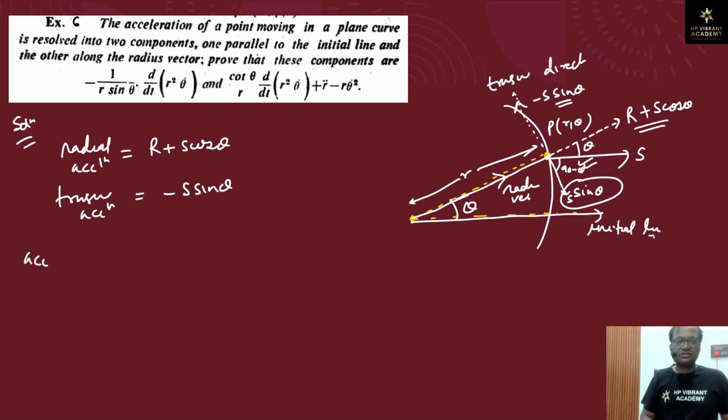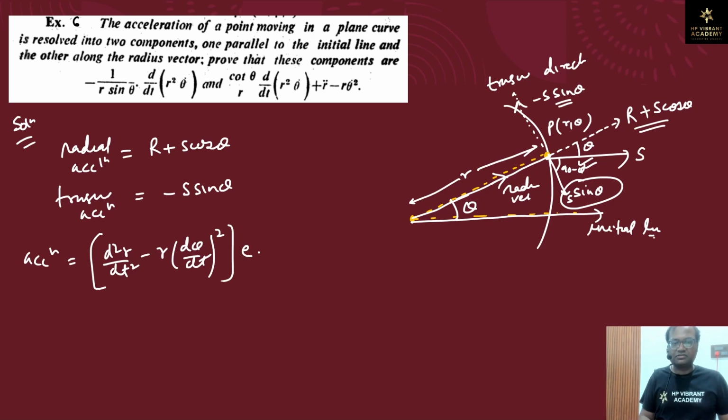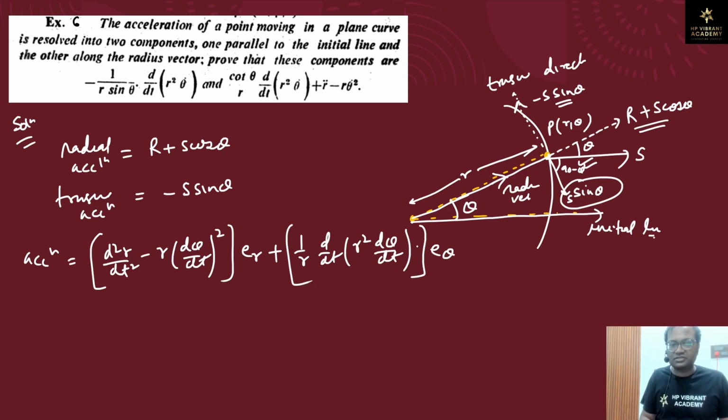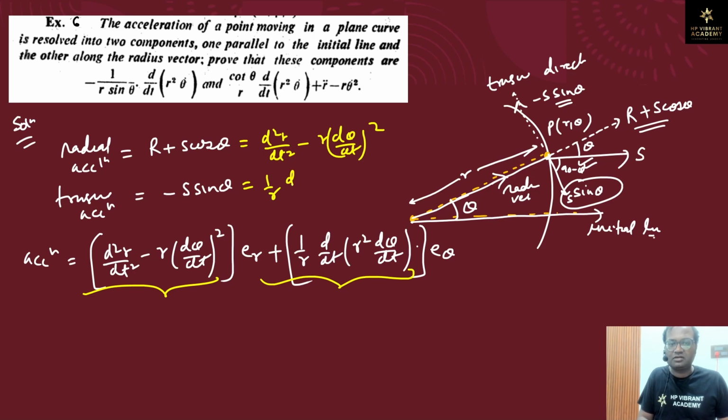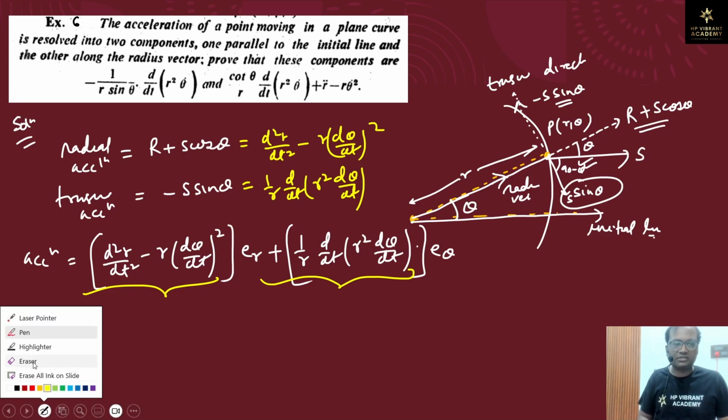We know that acceleration can be written as d2r upon dt square minus r (d theta upon dt) whole square. This is the radial acceleration, along the unit vector e_r, plus 1 upon r d upon dt of (r square d theta upon dt), which is the acceleration along the transverse direction. So we have radial acceleration as d2r upon dt square minus r (d theta upon dt) whole square, and this transverse acceleration. Let us further simplify both equations and we will get the result.